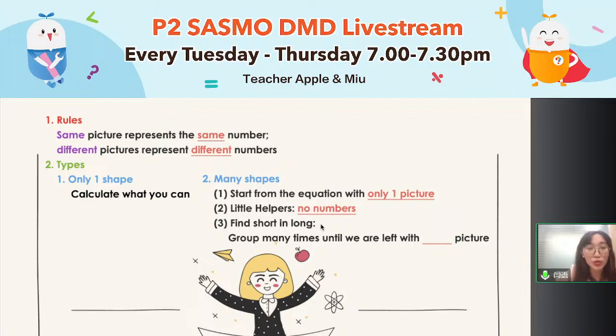The last one, you try to find short in long. Short in long, do remember here. We need to group as many times as possible until we are left with how many pictures? With 1 picture. Understand now?